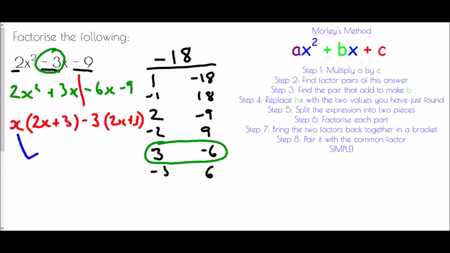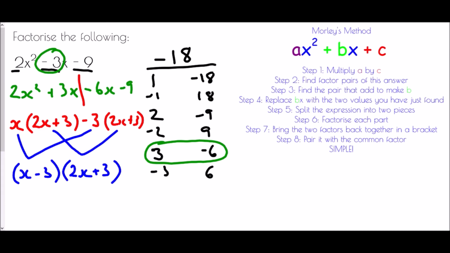Finally, we're going to bring our factors together. So it's going to be x take away 3, and then bring together our common factor, 2x plus 3. And so our factorised version is x take away 3, 2x plus 3.